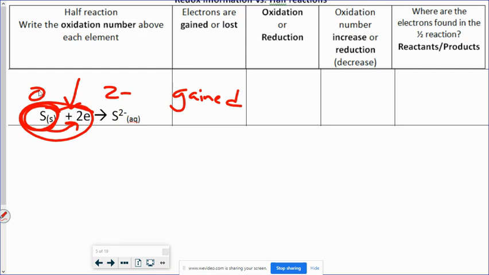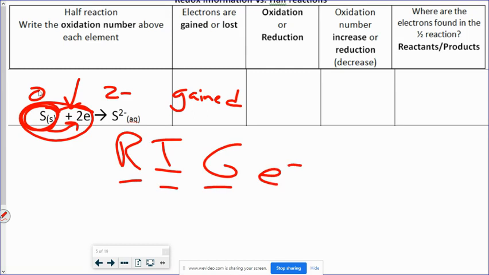Is this an oxidation or a reduction? Well, the RIG part of OIL RIG is reduction is the gain of electrons. So this sulfur right here did in fact gain these two electrons. They were added in, that addition sign mentions that. So this is a reduction reaction.